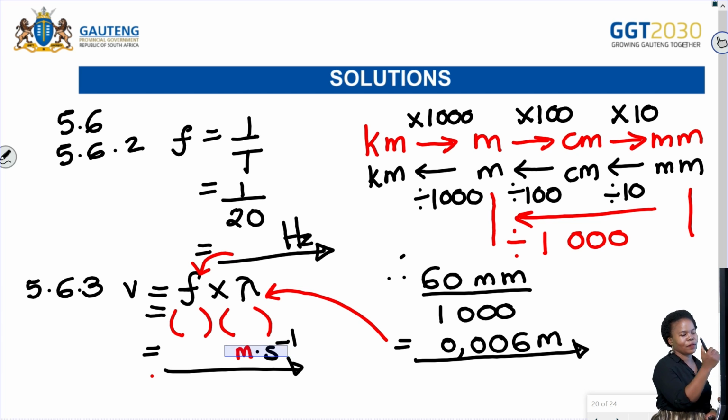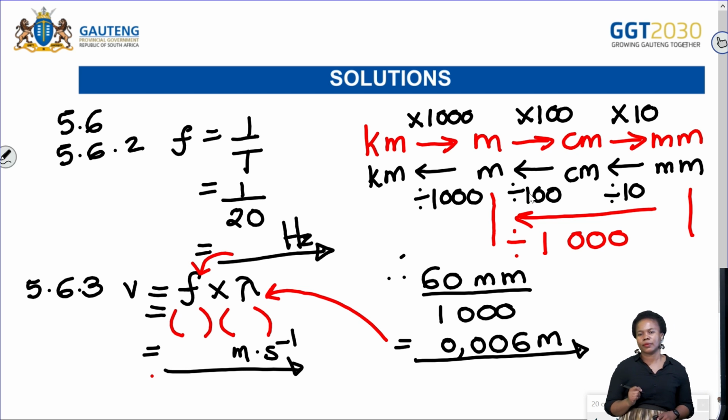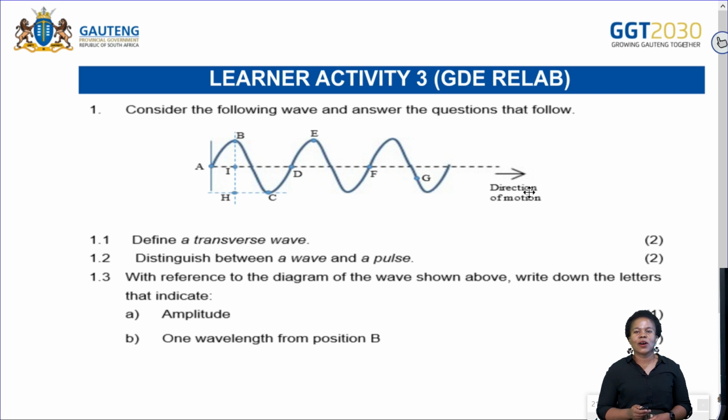In meters per second. If you're not vigilant enough, somebody can just take the 60 millimeters as it is, forgetting that we had said wavelength has to be in meters. So understanding the SI unit of all the variables that you're dealing with is very, very important. Okay, so I hope this one was easy enough for you. All right, so let's move right along.